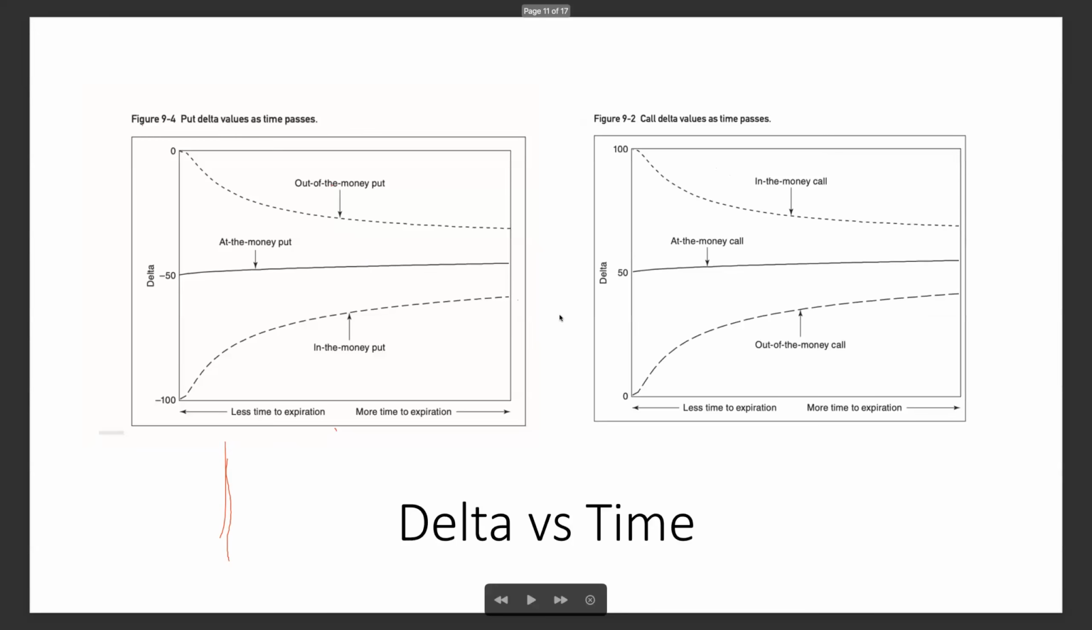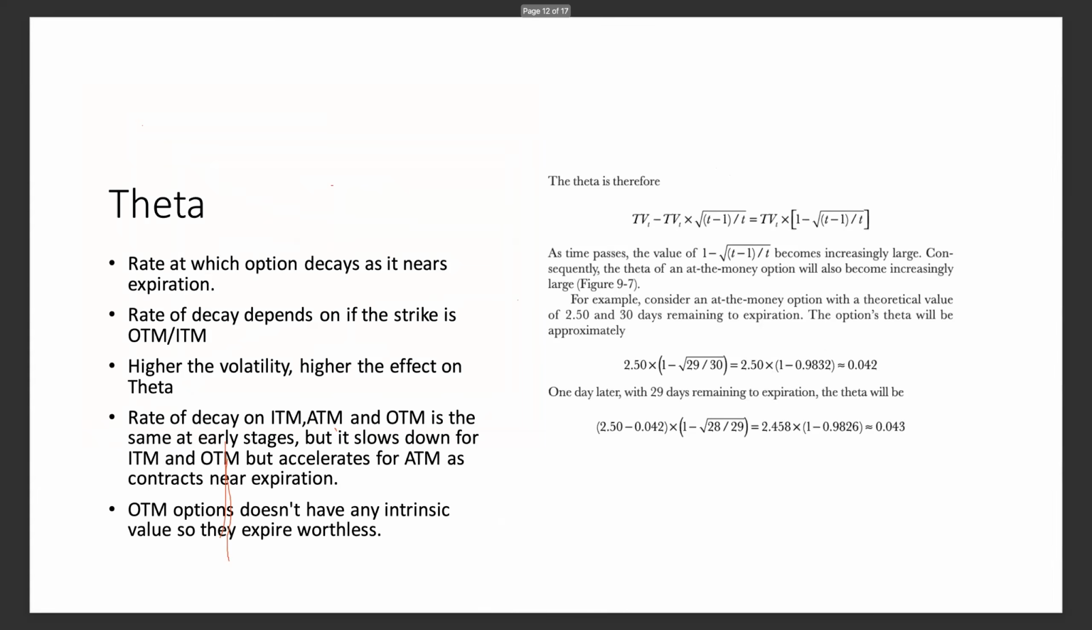And the next one goes over the time, how the delta fades away. We spoke about charm. This is the graph which goes over the same thing. As the options near expiration, the delta tends to fade away alongside the theta as well, alongside the options premium as well. So now, let's talk about theta.